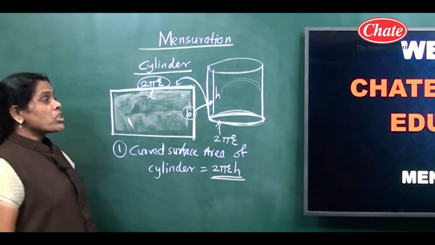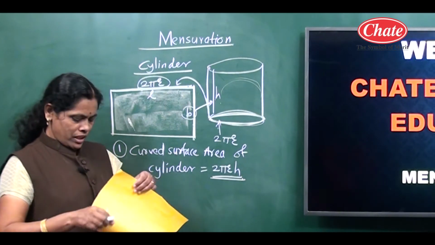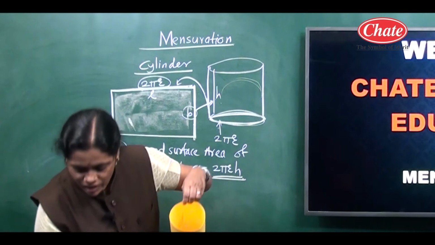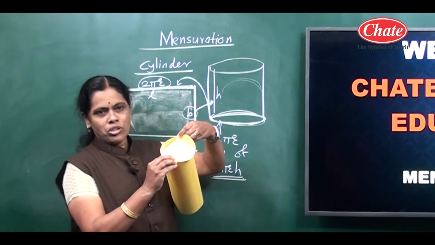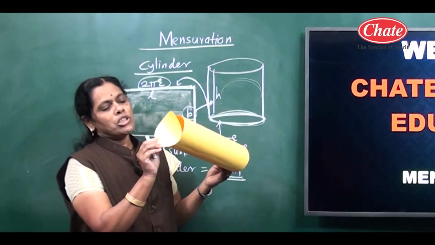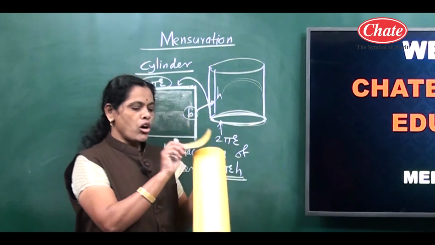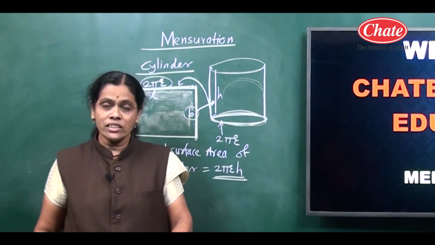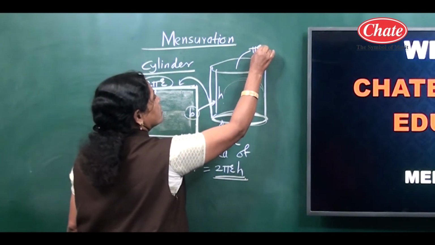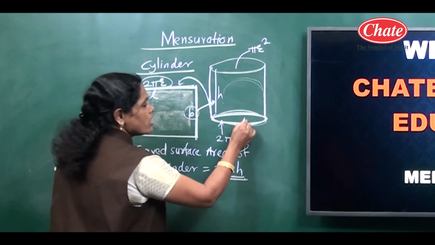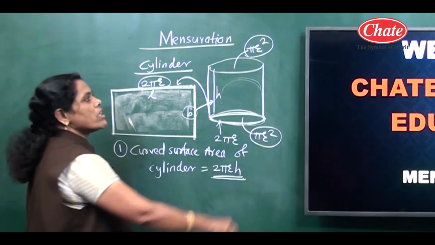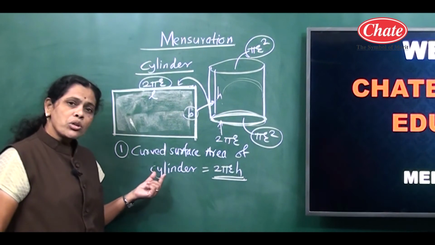Now what about total surface area? See here, this is the cylinder. This end is a circular region. Means you have to add this circle as well as the bottom also. Top and bottom, these two faces are circular regions. Hence this portion is circular and the circle's area is pi r square. Here also pi r square, means we have to add pi r square plus pi r square for the total surface area of the cylinder.